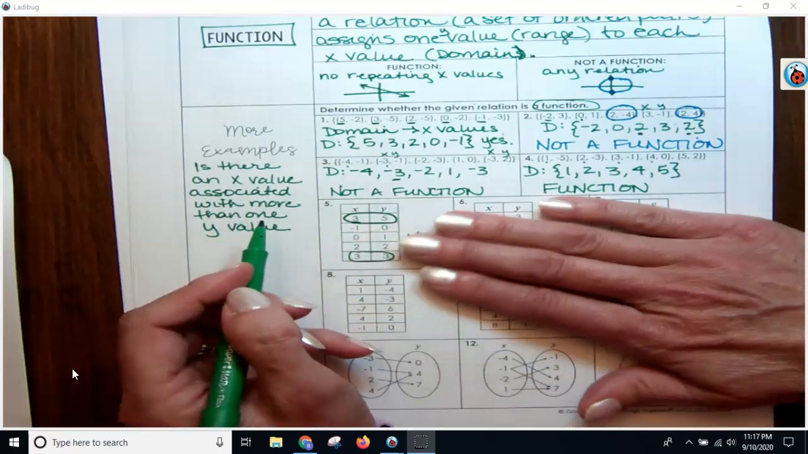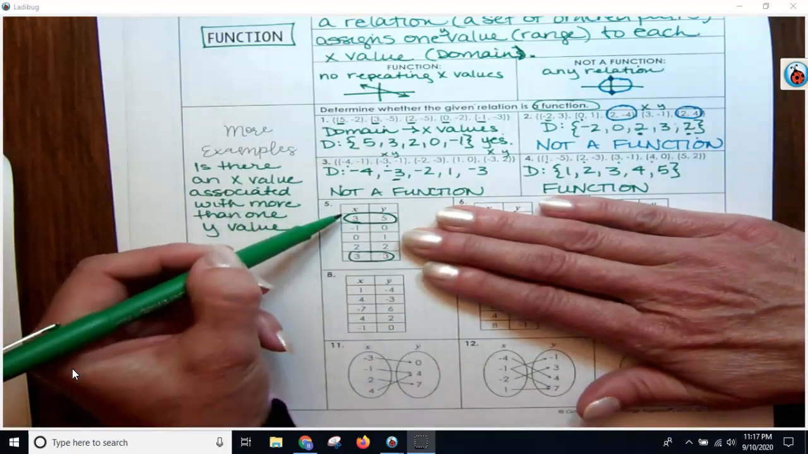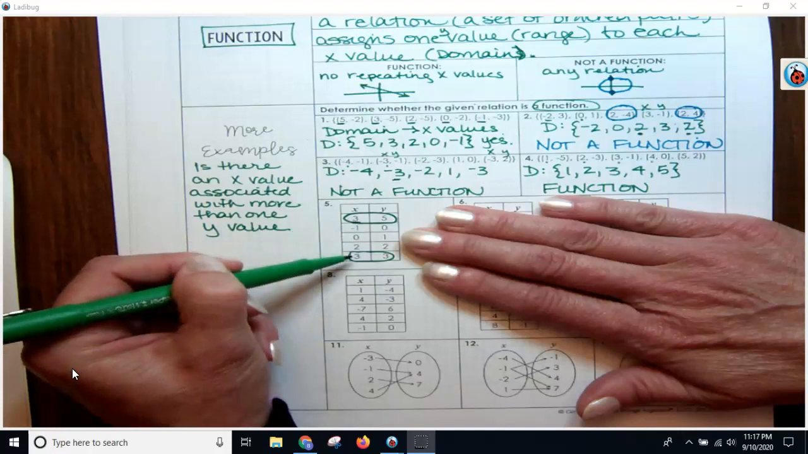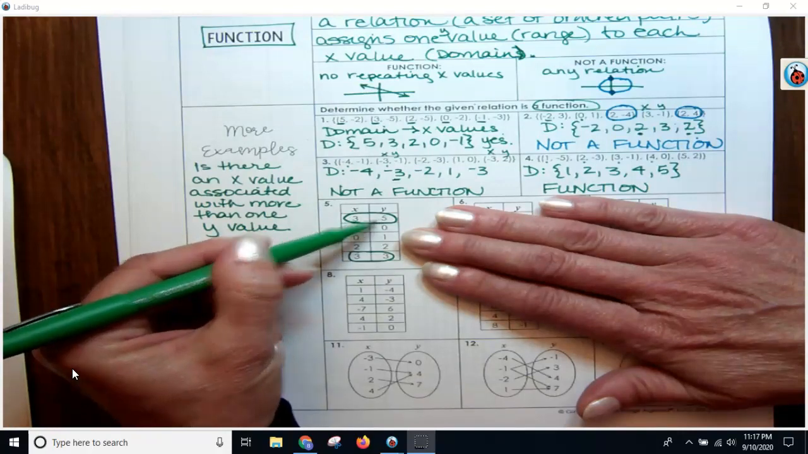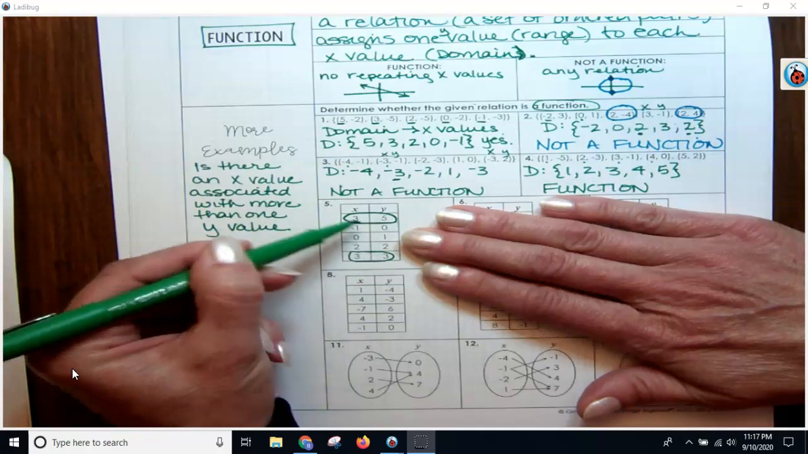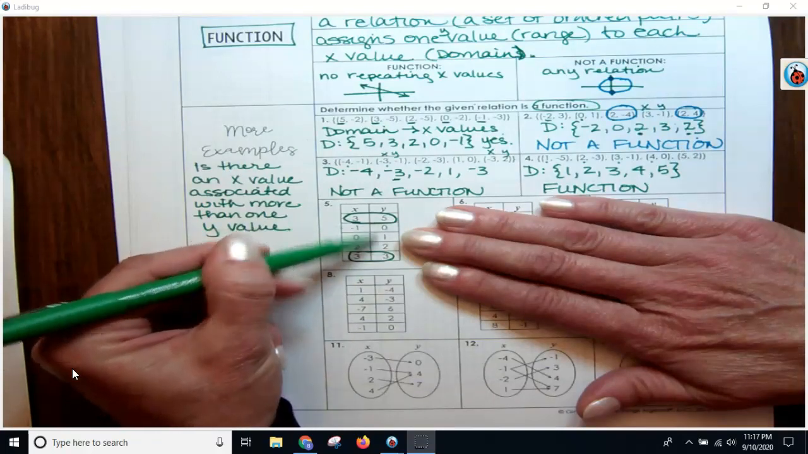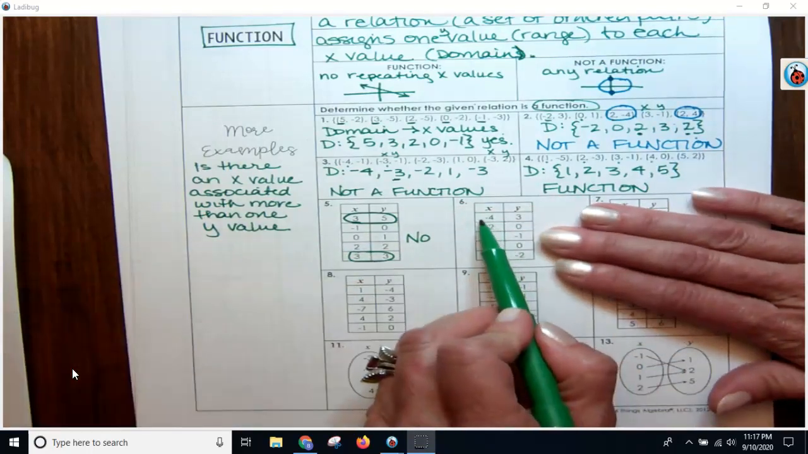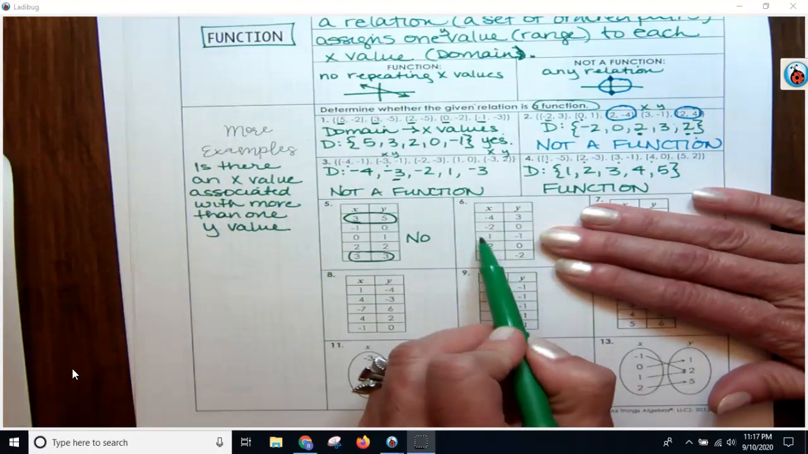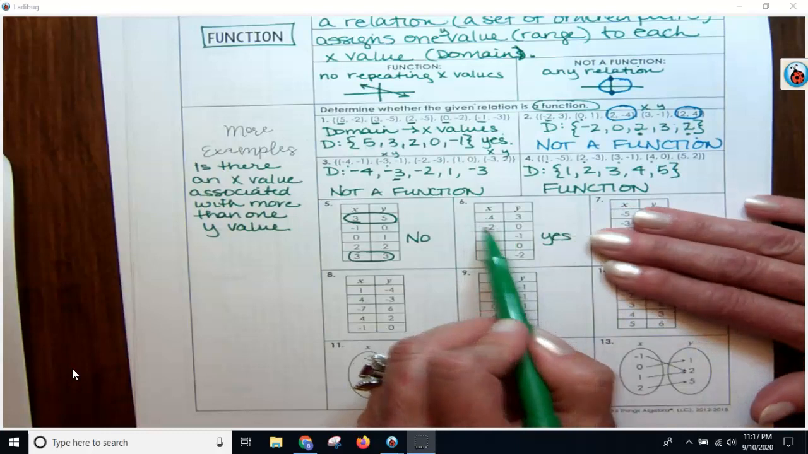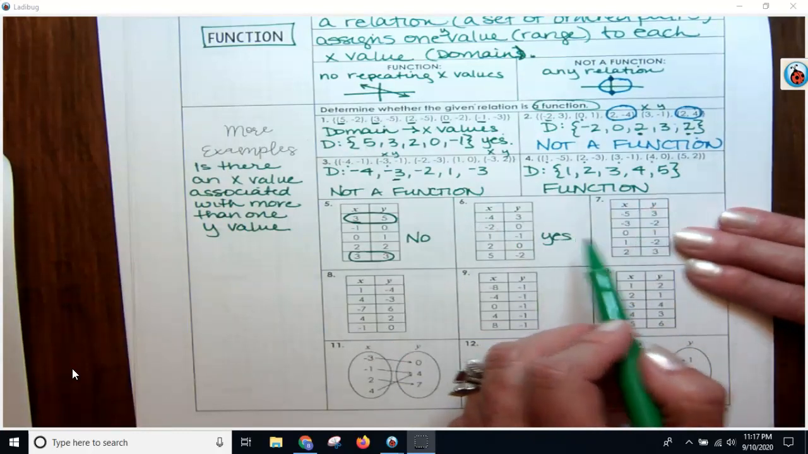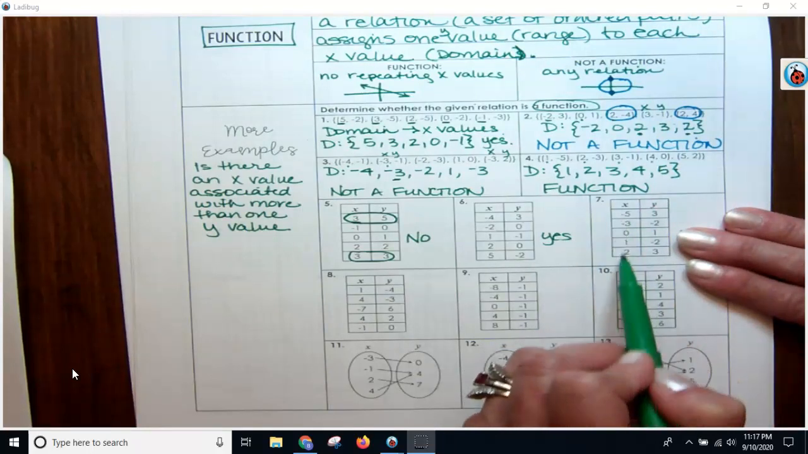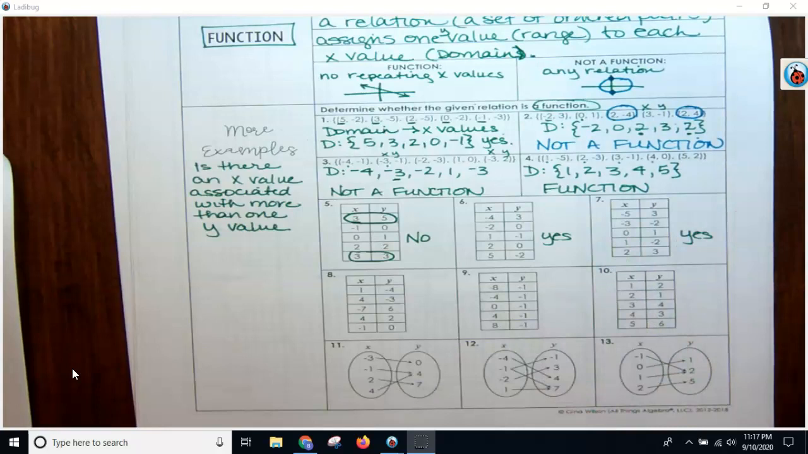So I did this one already. If I'm looking at a table, you're doing the exact same thing. You're looking just at the x values. So here I've got 3 here and 3 here. This 3 is associated with a 5. This 3 is associated with a 3. Since I've got two 3's and different y's, then no, this is not a function. All right? And then this one here, I'm looking at my x values. I don't see any x's that are the same, so yes, this one is a function. And this last one here, I'm looking at -5, -3, 0, 1, 2, so no repeating x values. So yes, this one is a function as well.